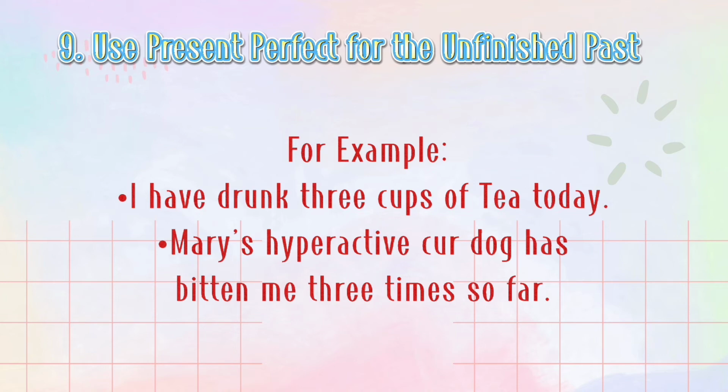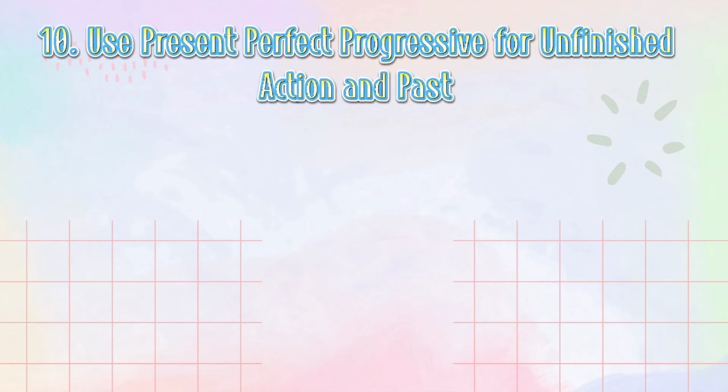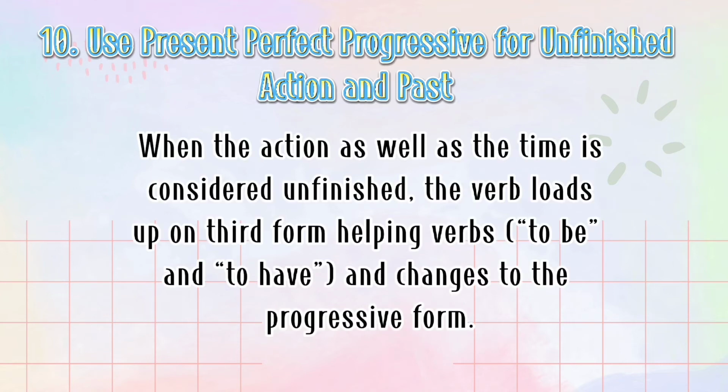Did you get me? Okay, let's proceed. Second to the last, use present perfect progressive for unfinished action and past. When the action as well as the time is considered unfinished, the verb loads up on third form helping verbs, to be and to have, and changes to the progressive form.